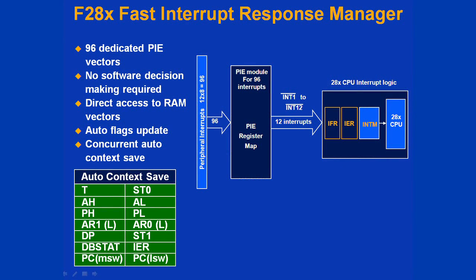The F28X devices feature a very fast interrupt response manager using the PIE block. This allows up to 96 possible interrupt vectors to be processed by the CPU. We will cover more details about this in the Reset, Interrupts, and System Initialization module.